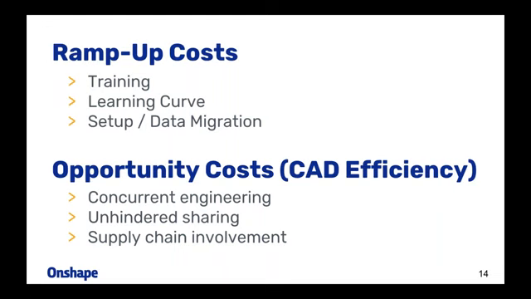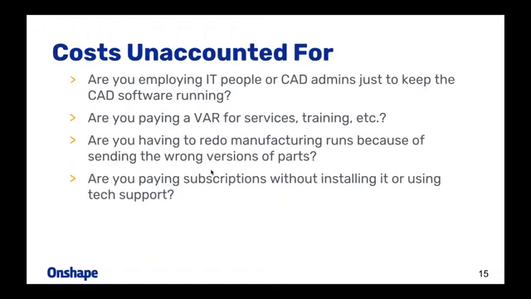So we put a variable in there where you can assume that Onshape will make you some amount or some percentage more efficient in the long term on your day-to-day CAD activity, and we'll see how that pays off in the end as well. What this calculator does not account for, just for simplicity, is a number of things that you're likely paying for too. So whatever savings we come up with, chances are it's a little bit higher.